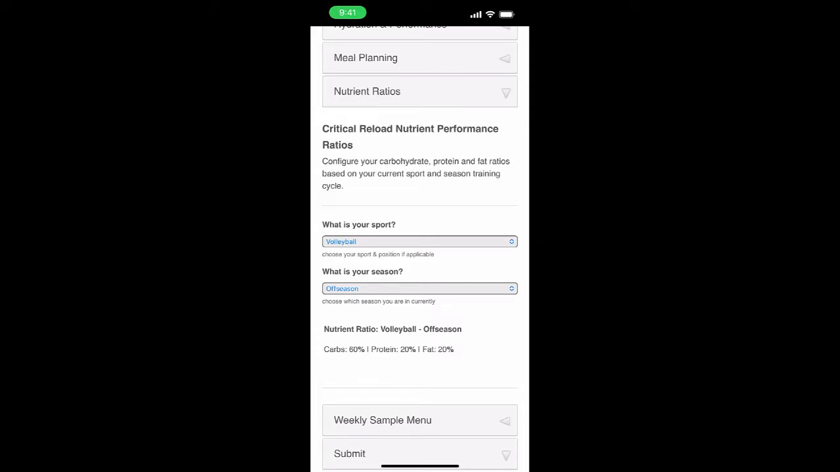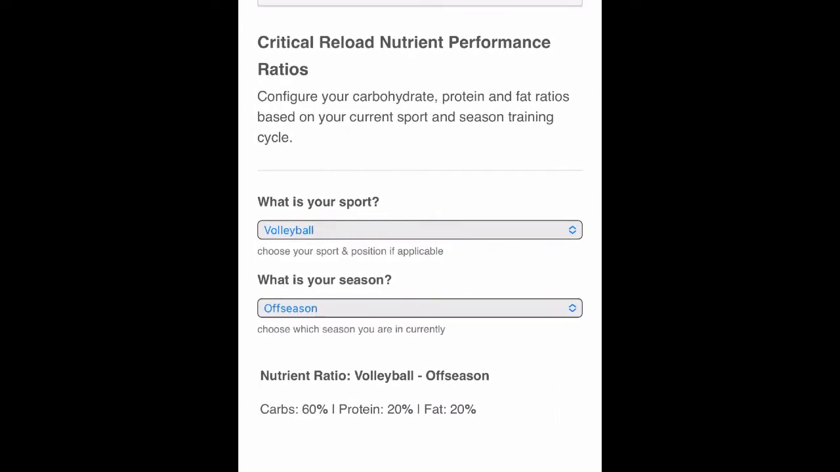And if you notice down on the bottom here, this nutrient ratio for volleyball off season, it's determined what your carb, protein, and fat ratios are. And carbs will always be the dominant nutritional fuel source for athletes. It is the primary source of energy in a lot of these anaerobic glycolytic activities. Glycolytic meaning glycogen, that's glucose. That is your storage form of energy. That is what you need. It will always be. And then secondary will be protein and then obviously fat.